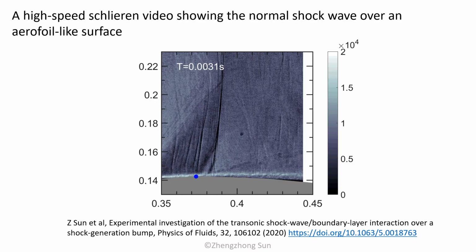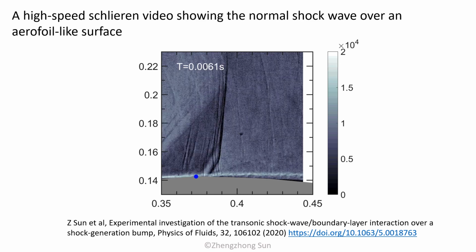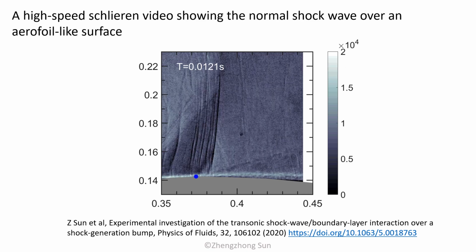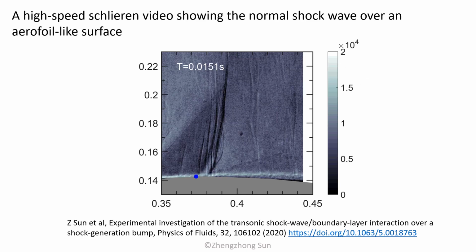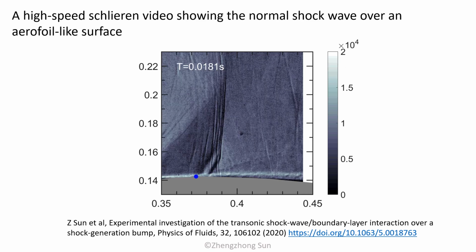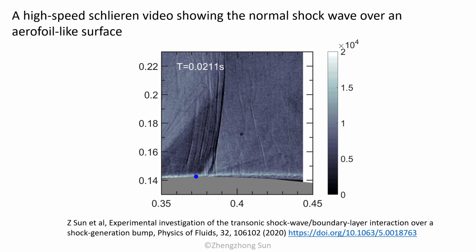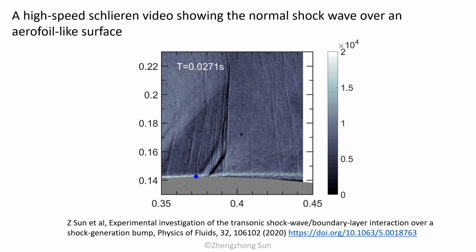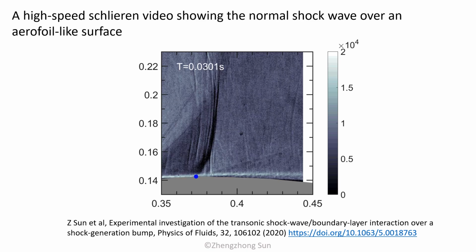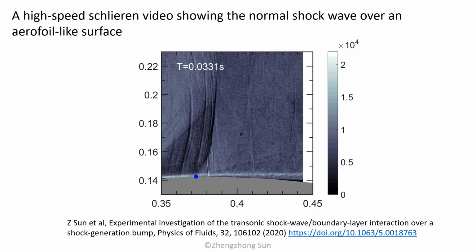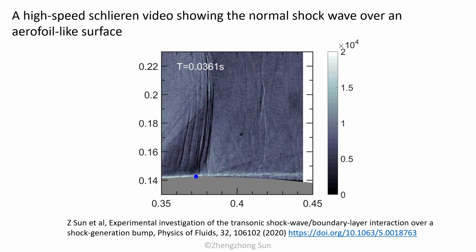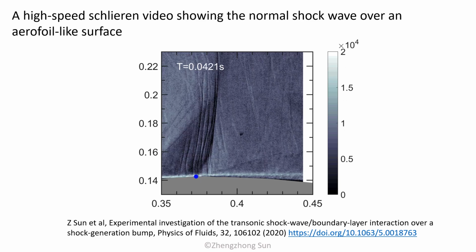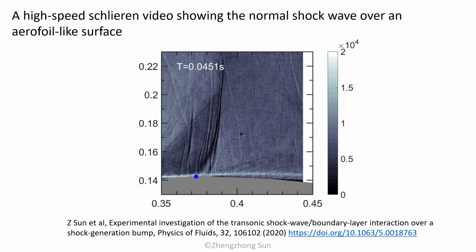Shown here is a normal shockwave established over an airfoil-like surface in the transonic flow. This is established in the lab environment. I did the measurement, and you can see the shockwave is formed over a curved surface, which is like half of the airfoil. Maybe you can treat it as the top surface.